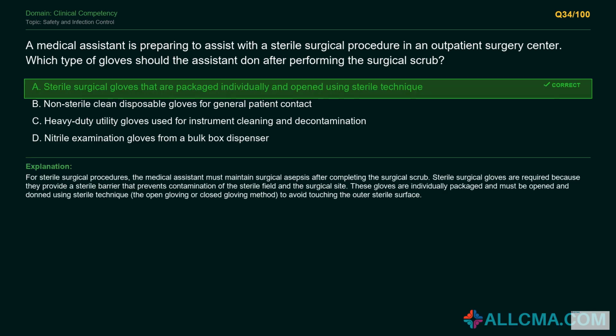The correct answer is A. For sterile surgical procedures, the medical assistant must maintain surgical asepsis after completing the surgical scrub. Sterile surgical gloves are required because they provide a sterile barrier that prevents contamination of the sterile field and the surgical site. These gloves are individually packaged and must be opened and donned using sterile technique, the open gloving or closed gloving method, to avoid touching the outer sterile surface.